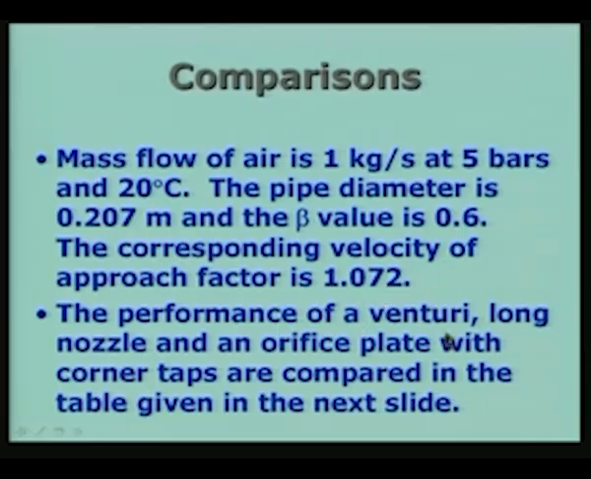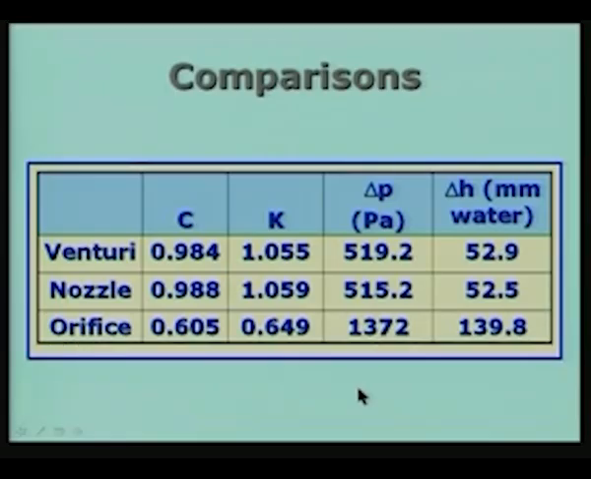So the performance of a venturi, long nozzle, and orifice plate with corner taps are compared in the table given in the next slide. What is going to happen is that the value of C is different for the three cases, and therefore to that extent there will be changes in the performance. If I look at the comparison of the venturi, nozzle and orifice, the values of C are determined, and in fact you remember in example 38 I had 0.984. For the nozzle I use the appropriate expression which was given in the earlier lecture. So this works out to be 0.988. For the orifice it comes to 0.605.